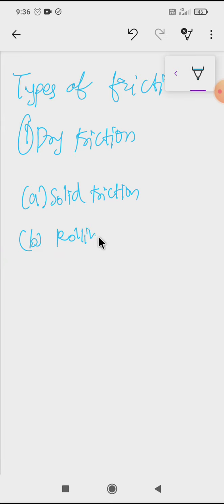For solid friction, I can give an example: suppose there is a table and a duster which you are sliding over the surface. You can call that solid friction, that is, when two surfaces have sliding motion relative to each other. It's called solid friction.